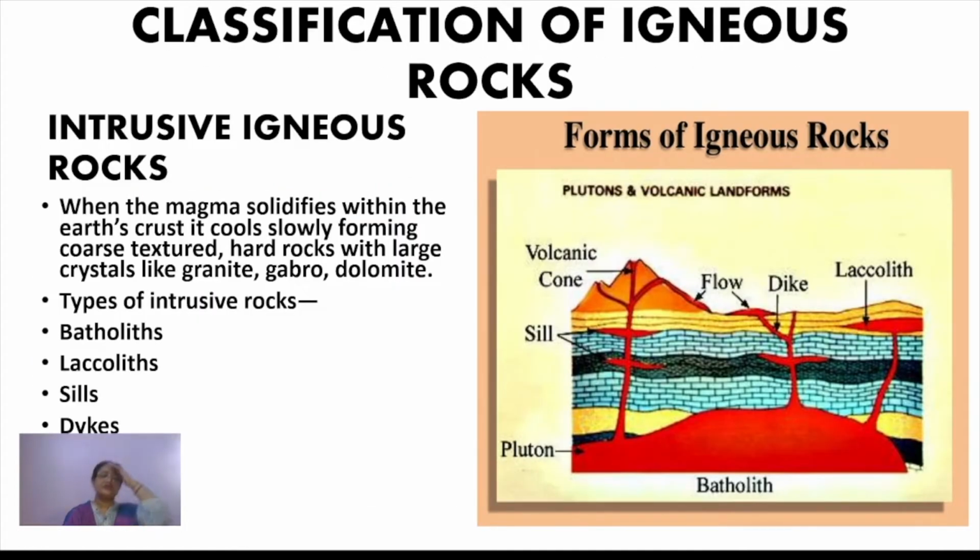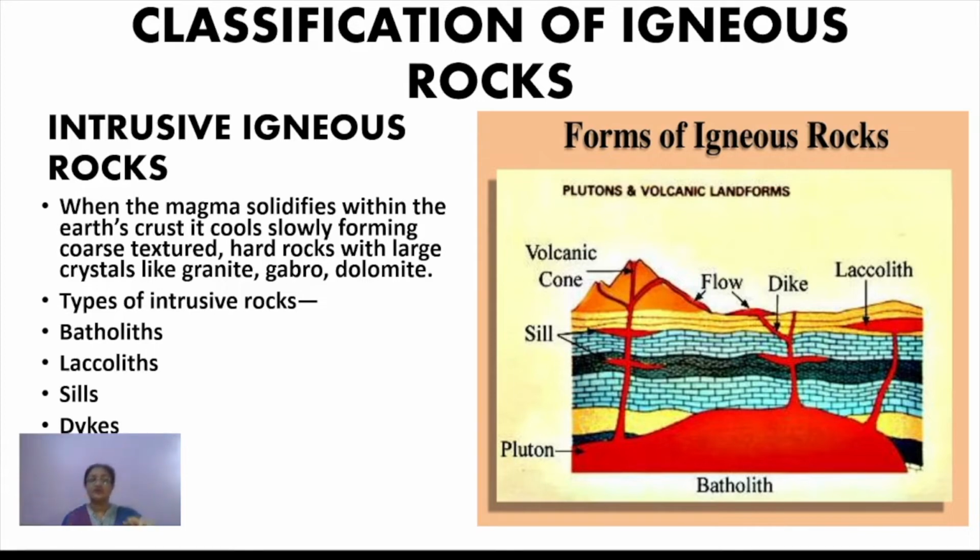Now what about the intrusive igneous rock? As we have seen, intrusive igneous rocks are formed below the earth's surface. When the magma solidifies within the earth's crust, it cools slowly, forming coarse textured hard rocks with large crystals, and it results in the formation of granite and dolomite-like rocks. Always keep this in mind: below the earth's surface, intrusive rocks have coarse particles, coarse meaning big sized particles.